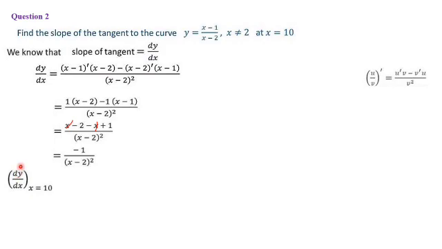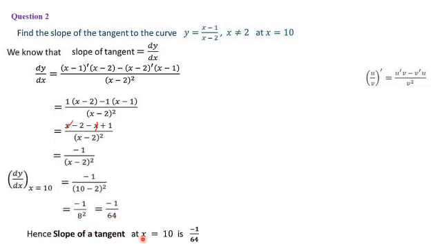Then dy by dx at x is equal to 10, we will get the slope. That means replace this x value and put 10. That is equal to minus 1 divided by 10 minus 2 the whole square. 10 minus 2 the whole square means 8 square. Then that is minus 1 by 64. So the slope of the tangent at x is equal to 10 is minus 1 by 64.